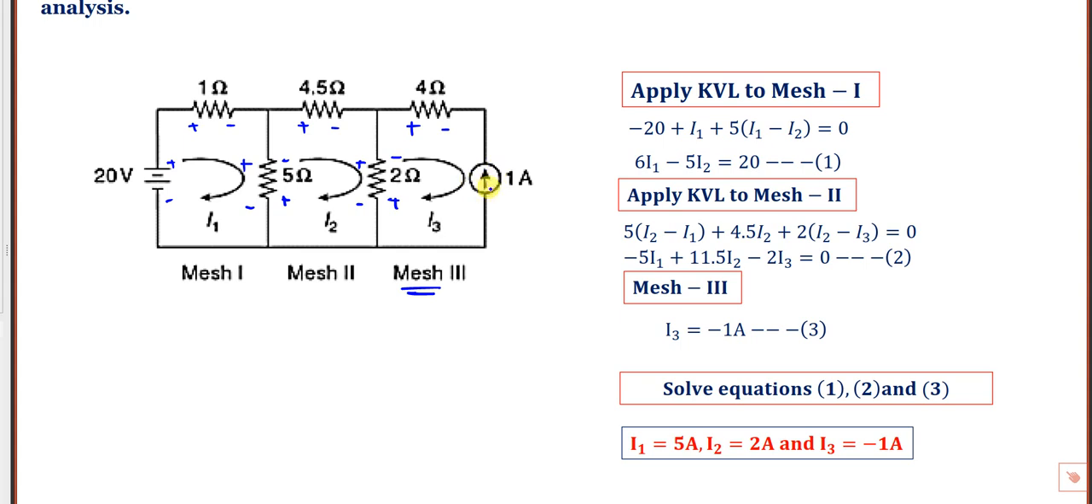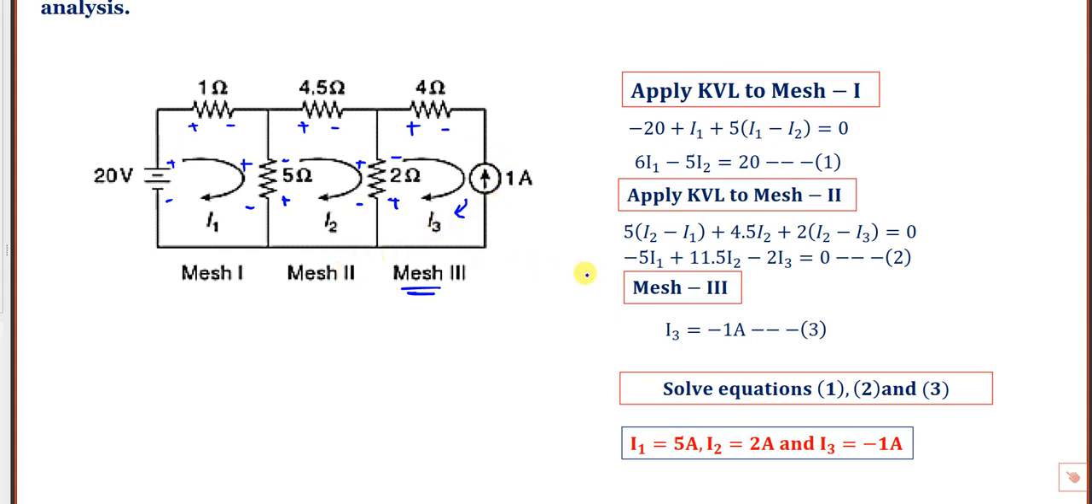So it is at the edge, so it is I3 only. And see the clockwise direction. We consider all the mesh currents clockwise only, and this current is going opposite. So I3 is equal to minus. If the 1 amp is coming down in the given diagram, then the I3 current direction is matching with this 1 amp, so we can write positive. But in this problem, I3 is clockwise, but the 1 amp source is going opposite.